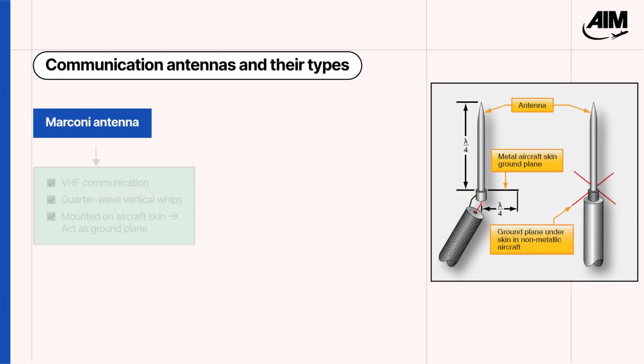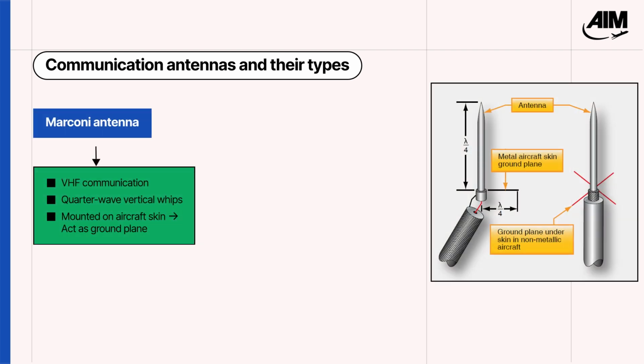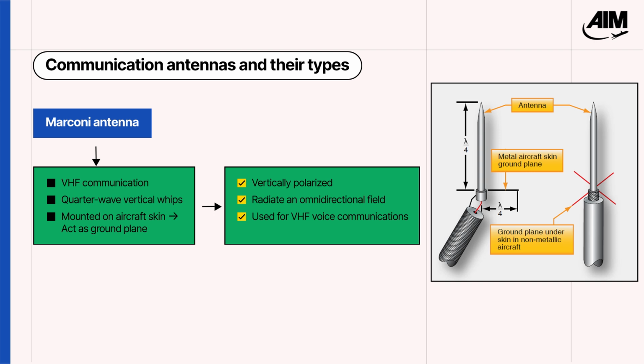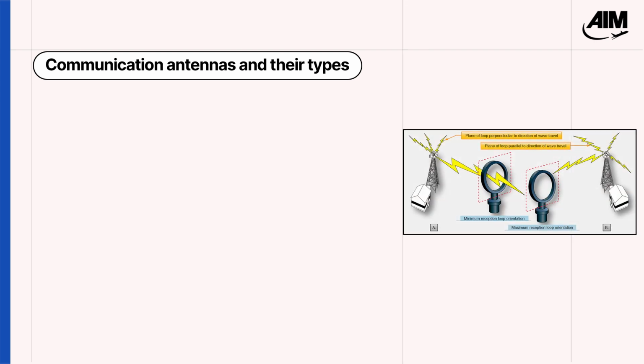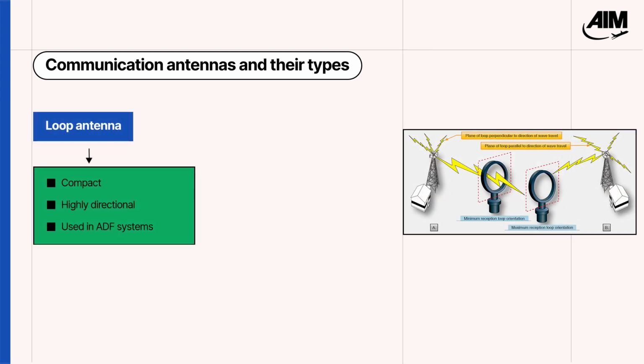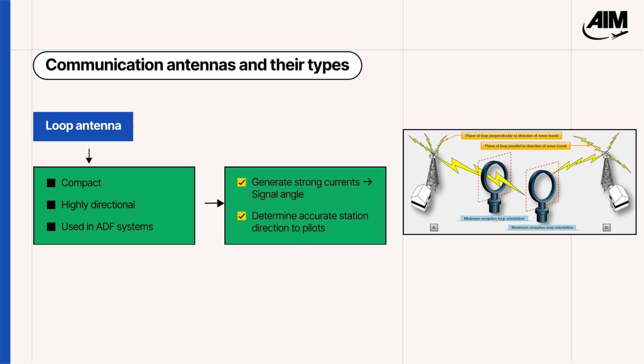Marconi antennas are common for VHF communications. These are quarter-wave vertical whips mounted to the aircraft skin, which acts as a ground plane. They're vertically polarized and radiate an omnidirectional field, primarily used for VHF voice communications. Loop antennas are compact and highly directional. Used in ADF systems, they generate strong currents based on signal angle, helping pilots determine station direction accurately.